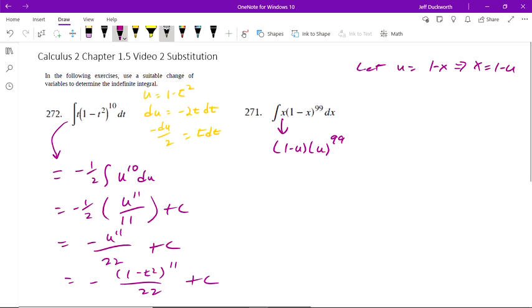And now we can take the derivative of this. That's negative dx. So that's going to be a negative and then a du. Negative because of this negative there.